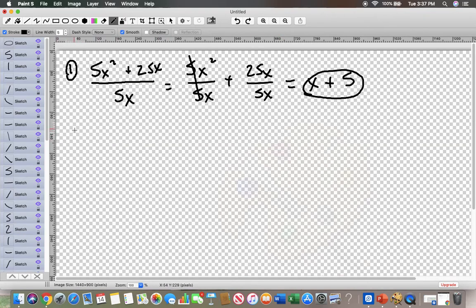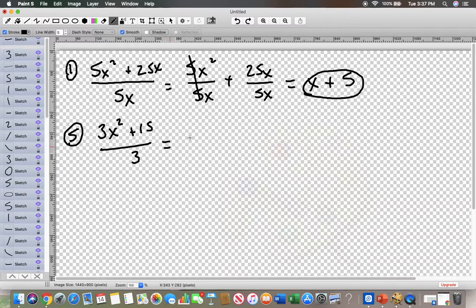Let's do number 3. Actually, let's do number 5. Move down the line here. 3x squared plus 15, all divided by 3. Again, I've got a polynomial divided by a monomial, so I need to put each term in the numerator over the denominator. I can't just cancel, all right? Make sure you put each term over the denominator.